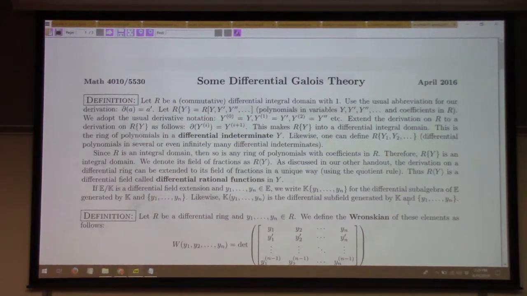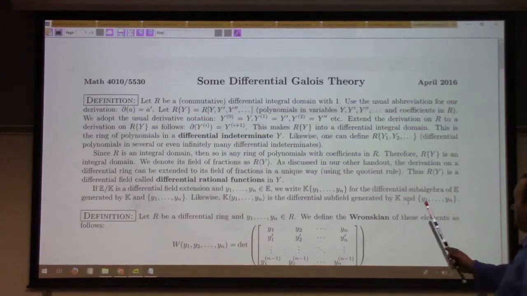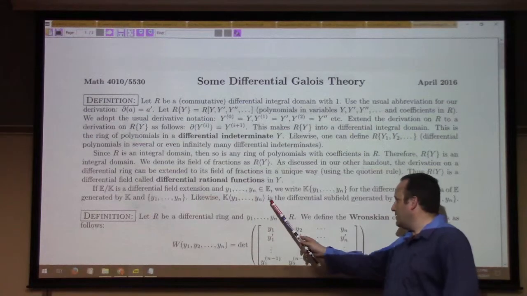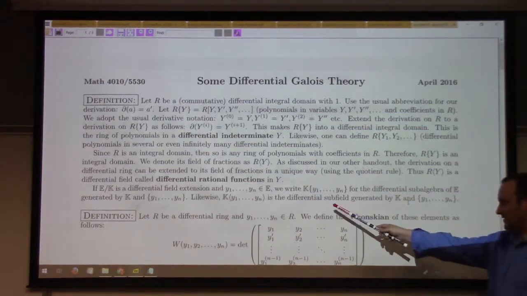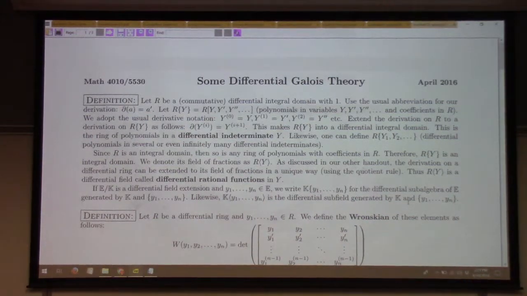So that's the differential subalgebra. This is the differential subfield rather, because it's the field of fractions built over that.